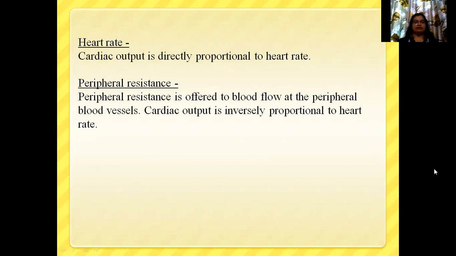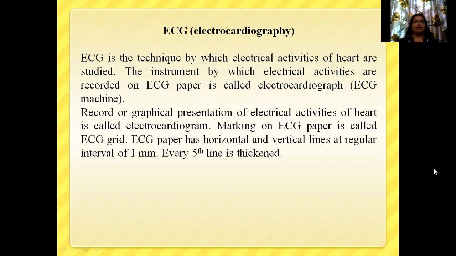Sorry, peripheral resistance. ECG means electrocardiography. It is a technique by which electrical activities of the heart are studied. The instrument by which electrical activities are recorded on ECG paper is called an electrocardiograph, meaning ECG machine. The record or graphical presentation of electrical activities of the heart is called an electrocardiogram.